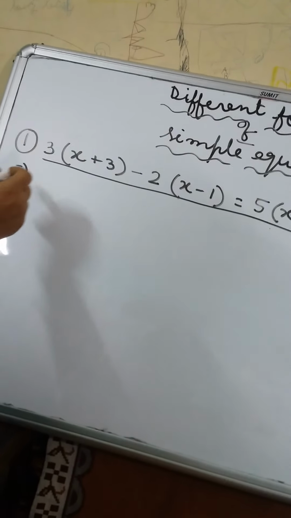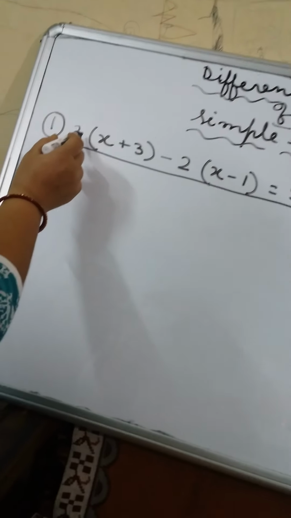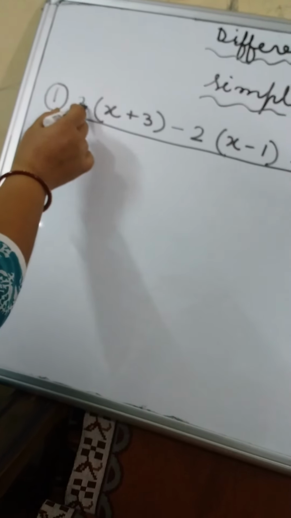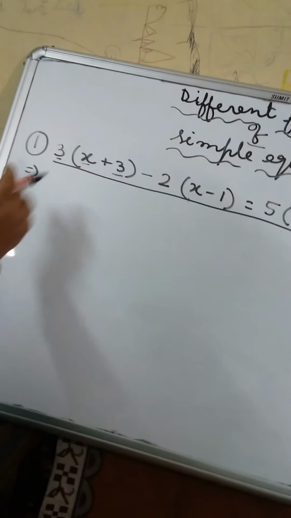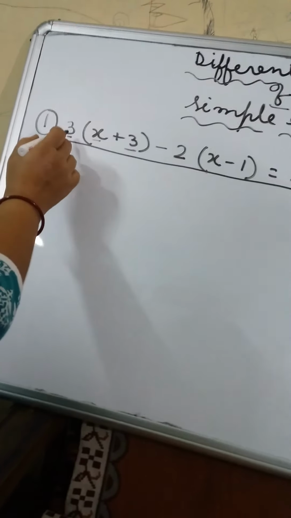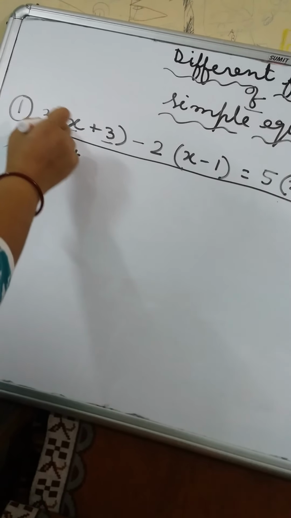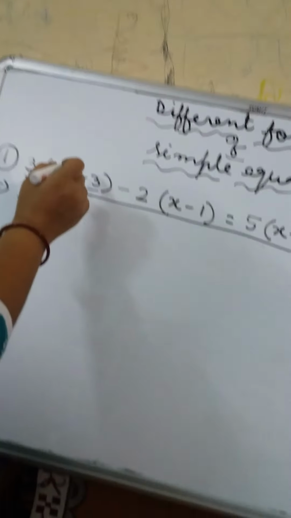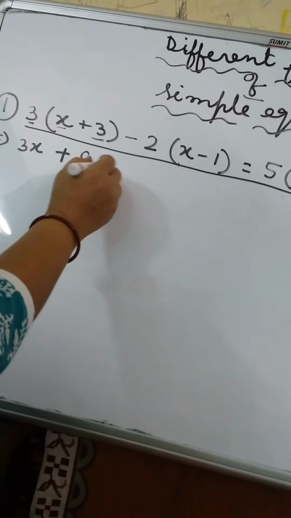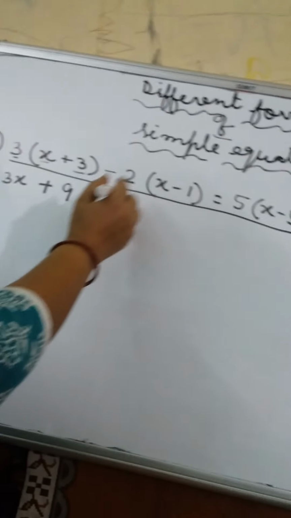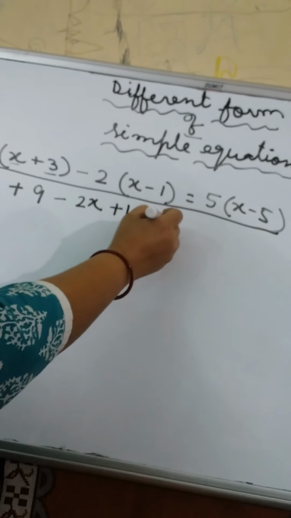Whenever there is a bracket, you have to first open this bracket. That means each term has to be multiplied by the number which is outside of that bracket. Now 3 into x is 3x plus, plus into plus is plus, 3 3s are 9. Here 2 into x is minus 2x and minus 2 into minus 1 is plus 1.